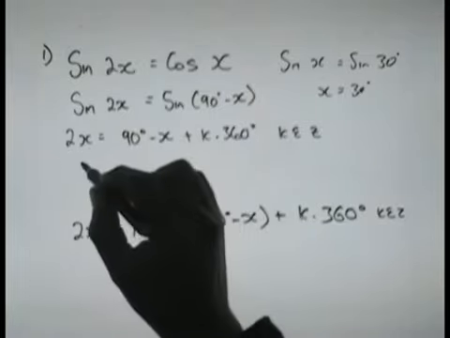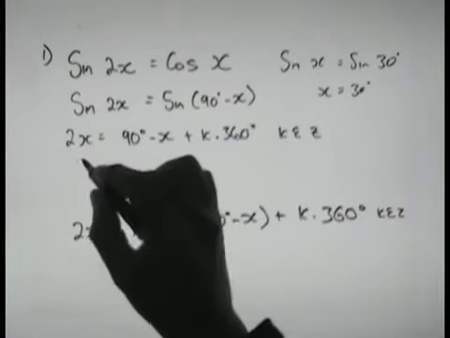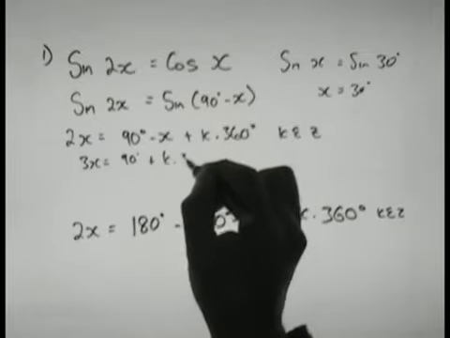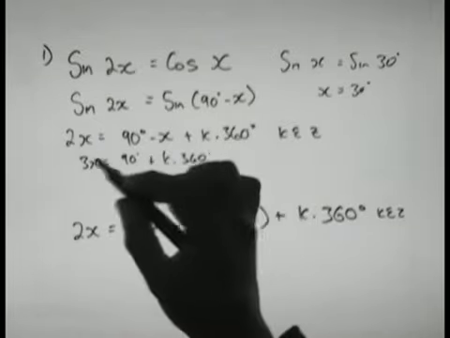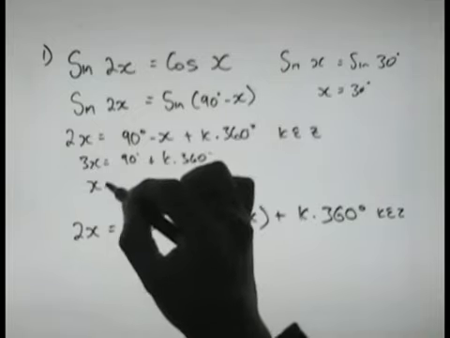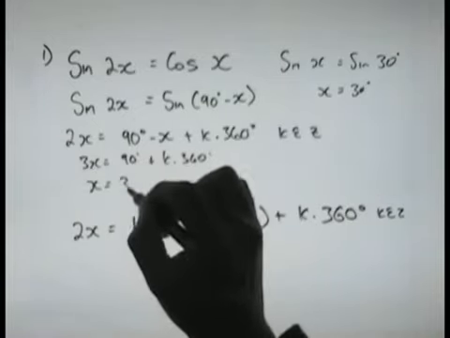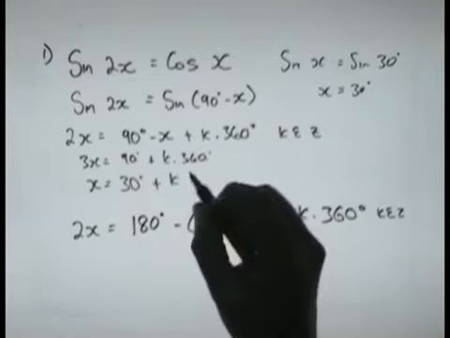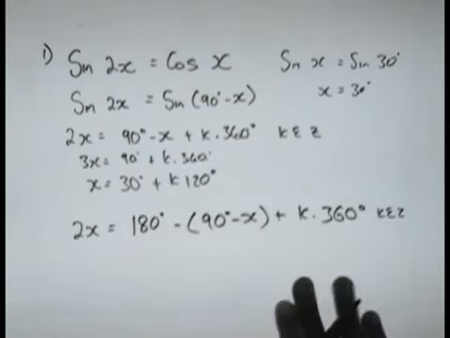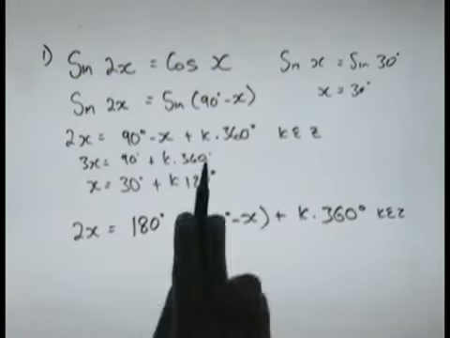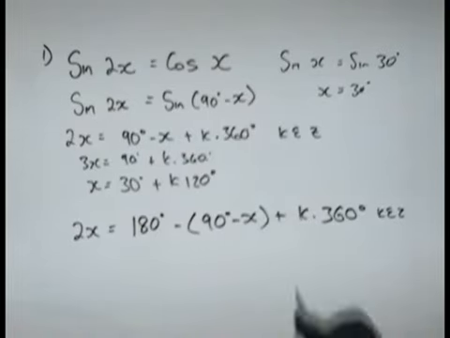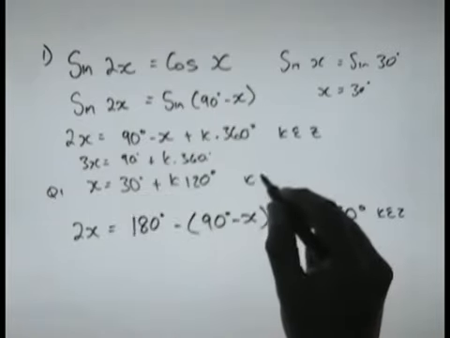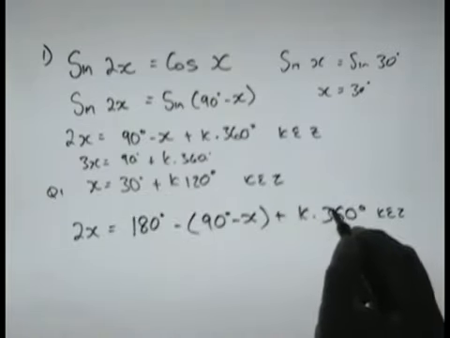I can solve this. This means that 2x, take that x across, it's going to become 3x is equal to 90 degrees plus k times 360. 3x, I want x on its own. That means that x is equal to 90 divided by 3, which is 30 degrees, plus k times 360 divided by 3, which is k times 120. We've got to divide that into both of those. That's one possible solution. This is for quadrant 1. That's where k is an element of integers.